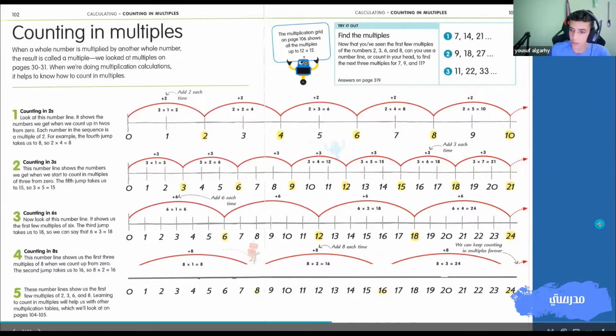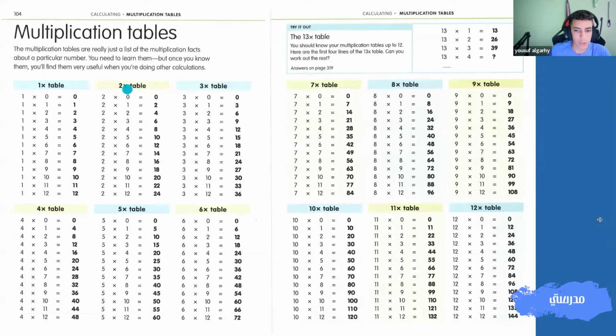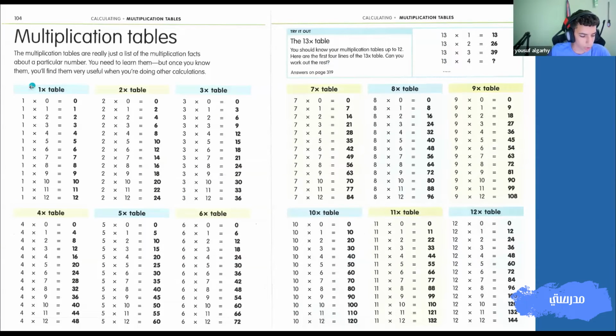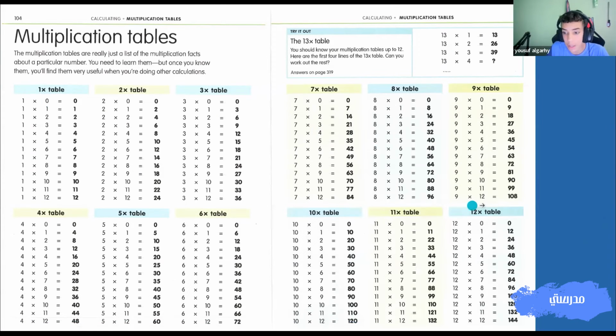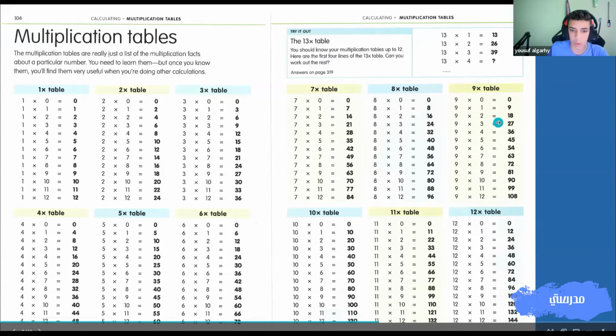Okay, so let's go on to the next one. This one is just multiplication tables, to learn your multiplications with different numbers. Like 1 times 0 equals 0, and so on. We won't go over this, but you can study it. I'll keep it on the screen for a little bit, so when you watch the video, you can see it.